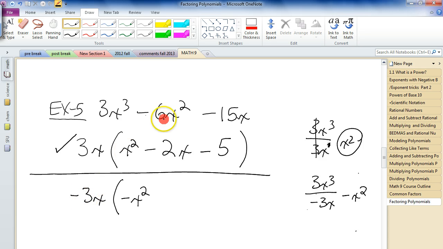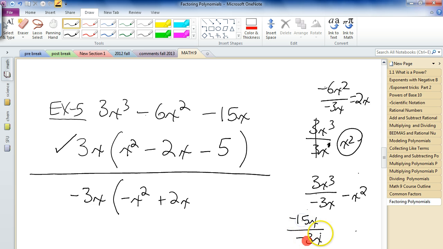Then if we pull a negative 3 out of there, it's like going negative 6x squared divided by negative 3x. Negative divided by negative is positive. 6 divided by 3 is 2. X squared divided by x is x. So we've now turned it into positive 2x. Now what do you think is going to happen in the last step? If instead of pulling out the positive 3, we pull out a negative 3, well then negative 15x divided by negative 3x, negative 15 divided by negative 3 is positive 5. The x's cancel out, you're left with positive 5.